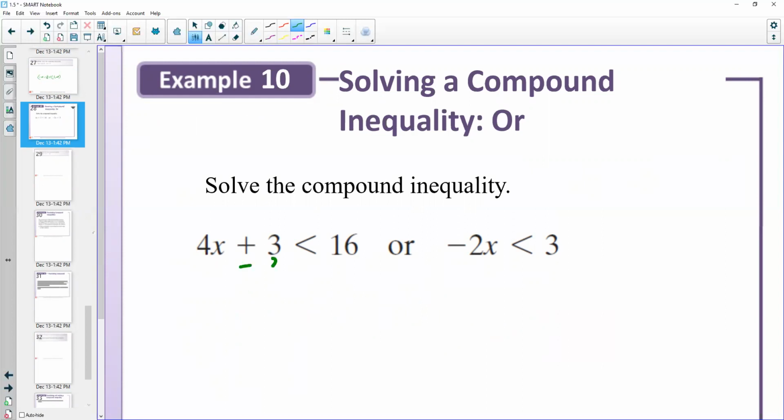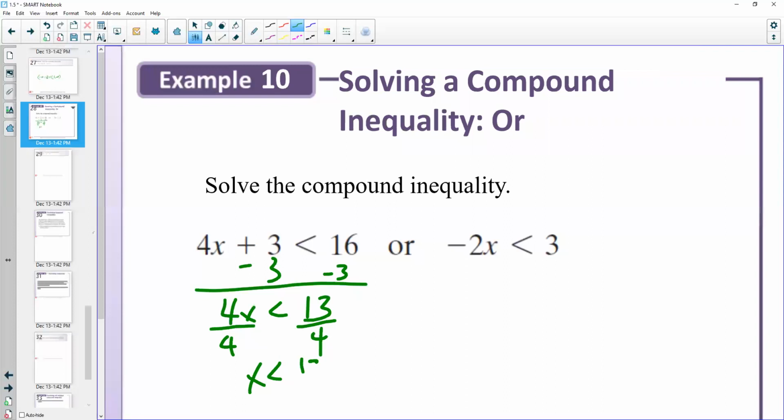I'm going to solve just like I've been. Minus 3. 4x is less than, what's that? 13. Divide by 4. Divide by 4. X is less than 13 over 4. It's okay to leave it like that. Divide by negative 2. X is greater than negative 3 halves.